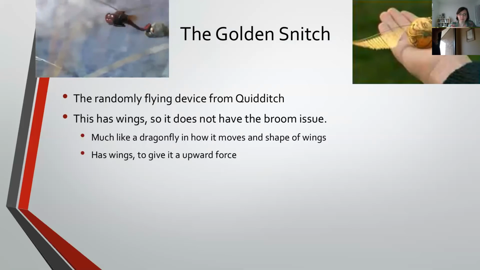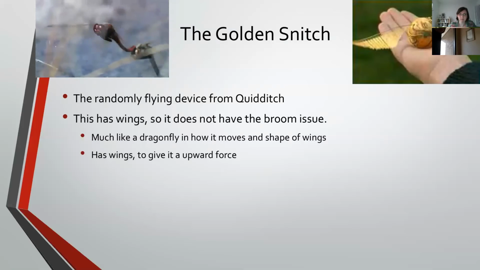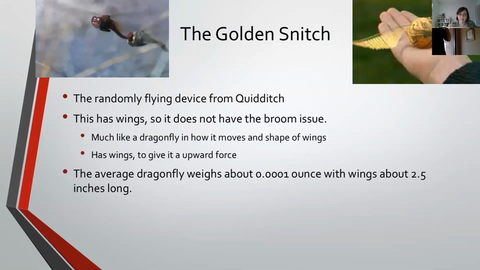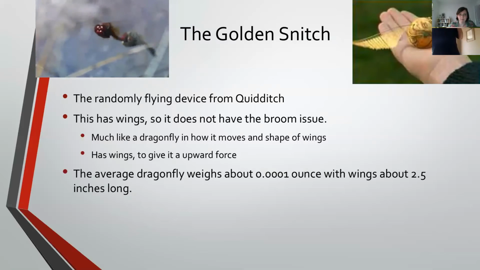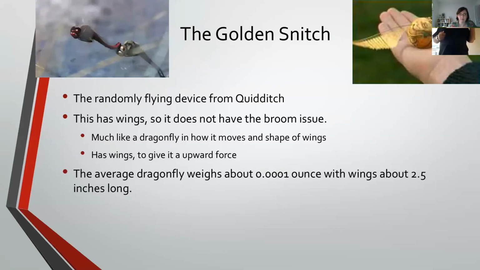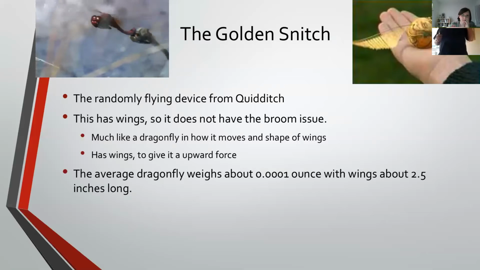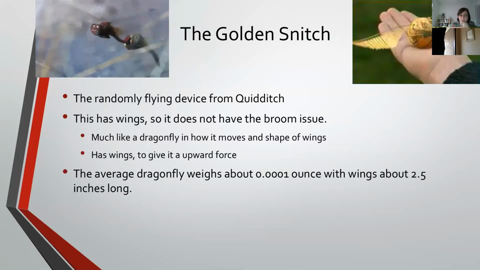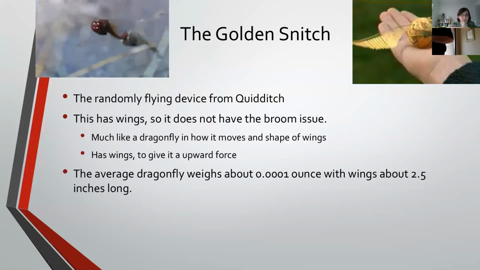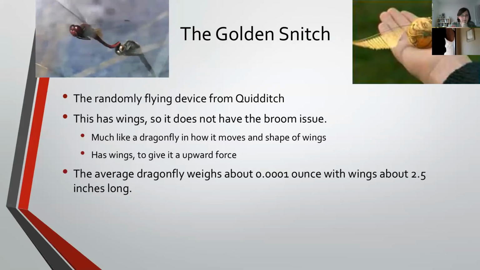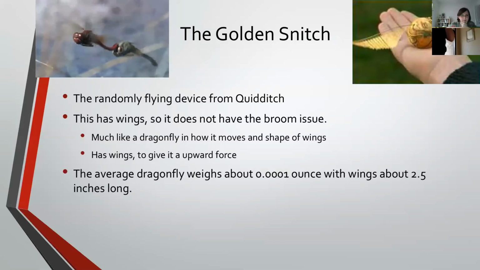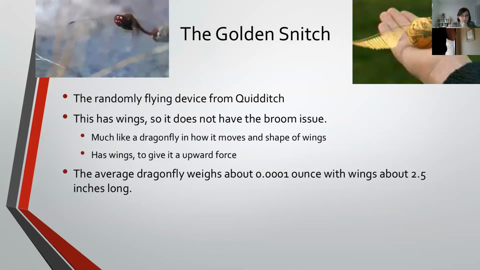Same idea, upward force. The wings push on the air, pushing it up. Dragonflies: the average dragonfly weighs 0.0001 ounces, and its wings are about 2.5 inches long. So each wing is about 2.5 inches. Now, what that means is a dragonfly wing of that size can lift weight.